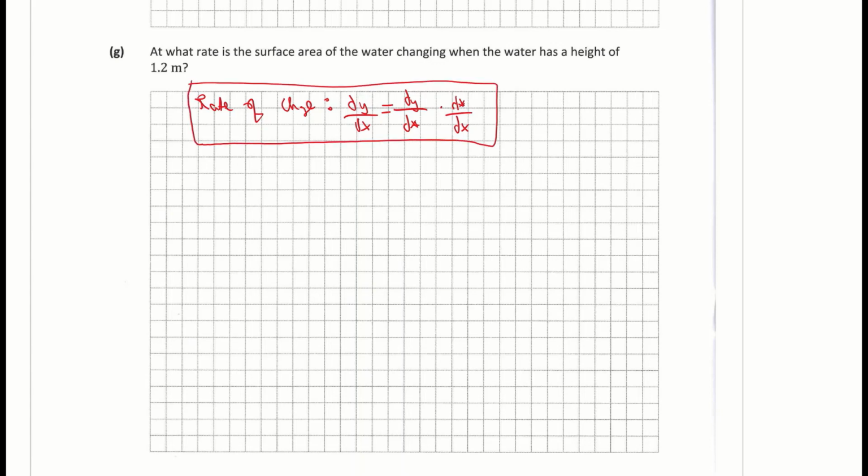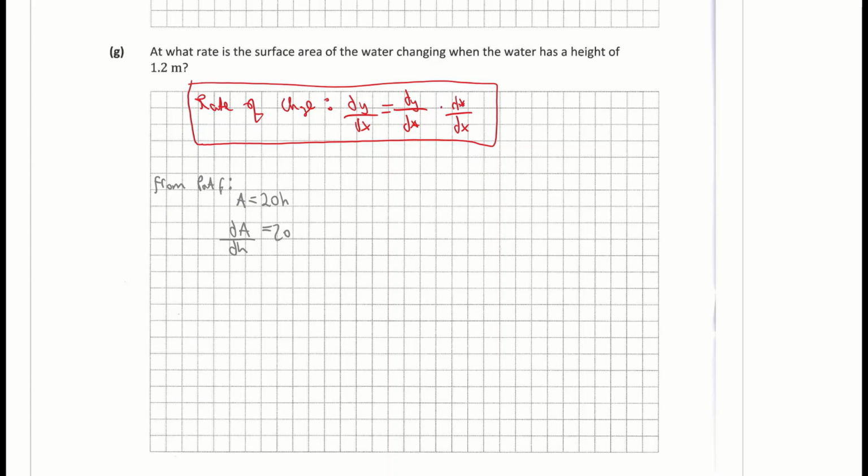I'm just going to list out what I know. So what do we know? From the part above, from part F, we know that the area is written as 20h. Okay, so that's what we know. Now, if we differentiate that, we can get area with respect to height as 20. So I've just differentiated 20h there.